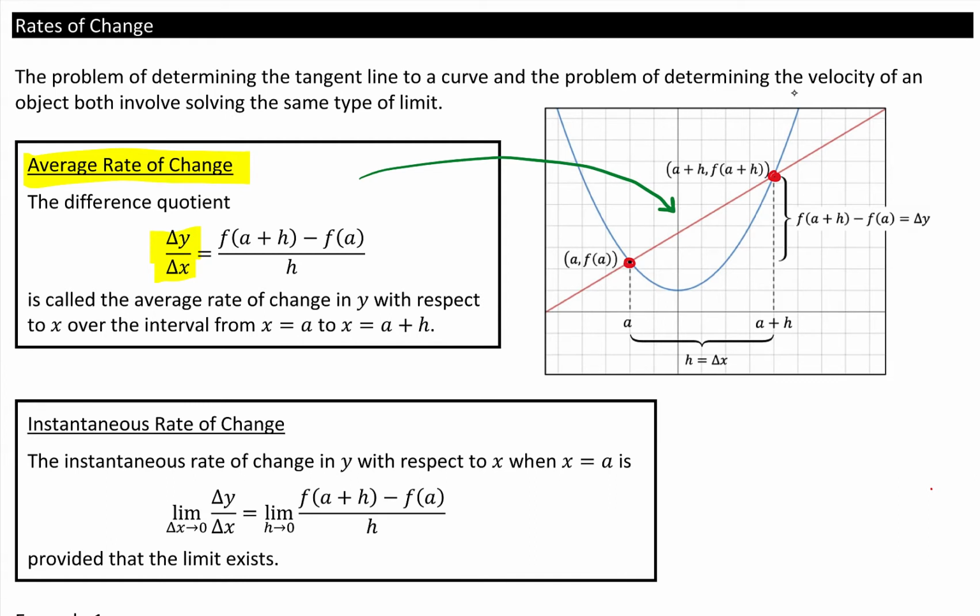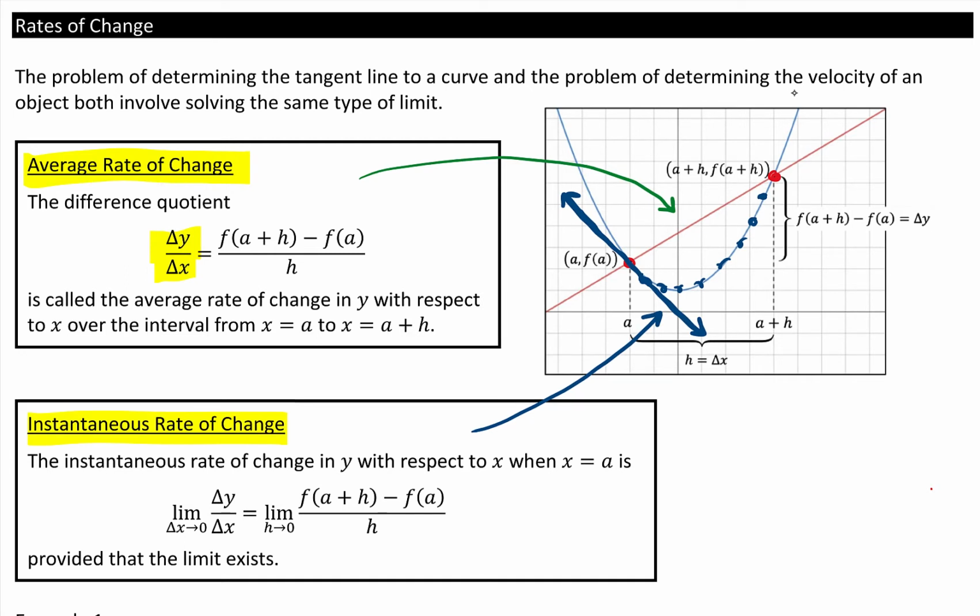The instantaneous rate of change is the limit as delta x goes to 0. So as we bring this point in closer and closer to the point of tangency, that'll help us find what's called the instantaneous rate of change, or the slope of the tangent. So the slope of this line is equivalent to finding the instantaneous rate of change.